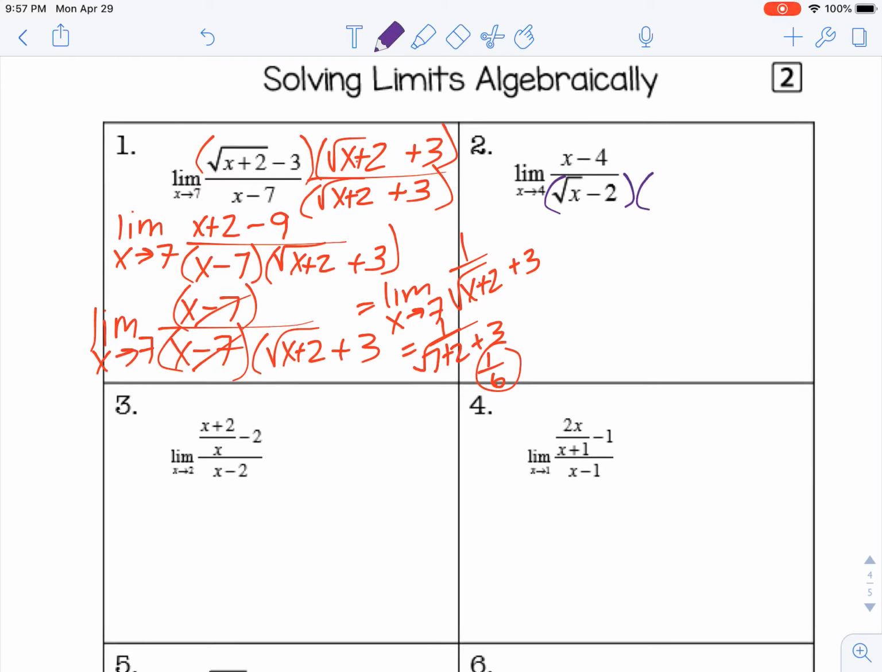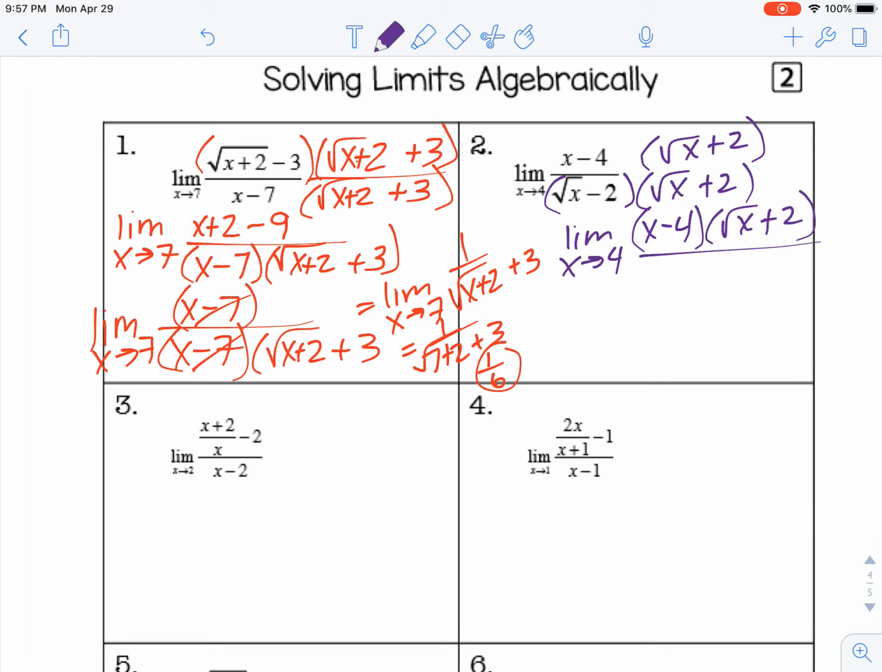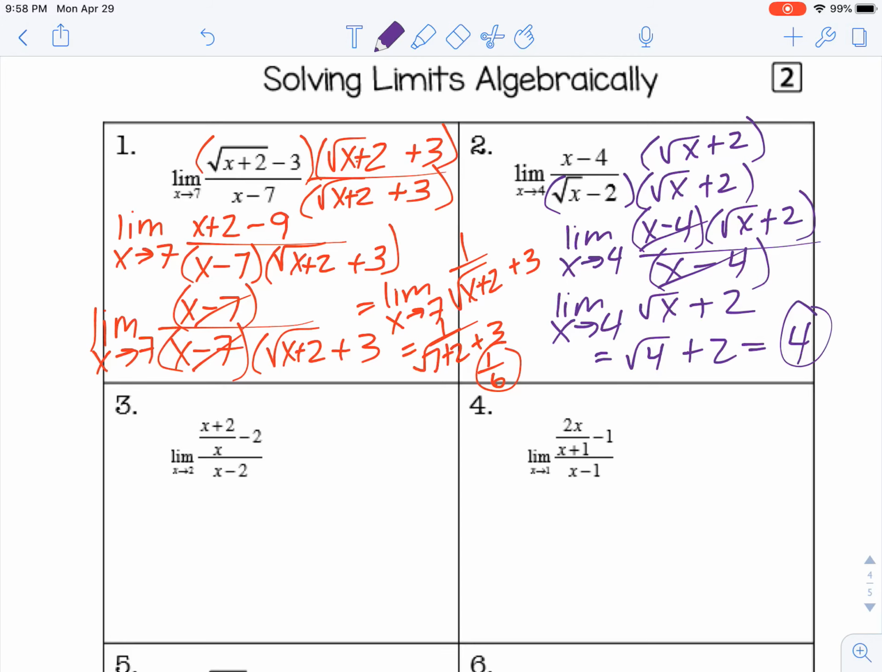Okay, another rationalizing. This time we're rationalizing the denominator. So limit as x approaches 4 of x minus 4 times radical x plus 2. Denominator turns out to be x minus 4. Great. That cancels. X plus 2. Okay, direct sub now. It's going to be radical 4 plus 2. So that's 2 plus 2, 4. Got that answer a lot today.